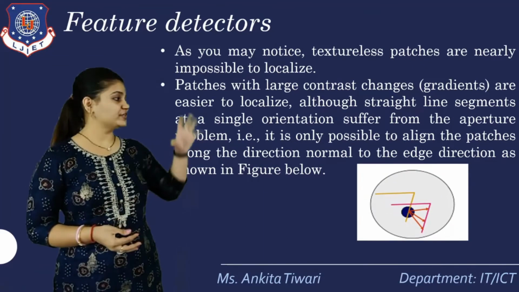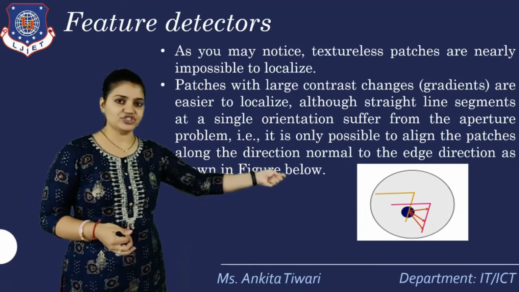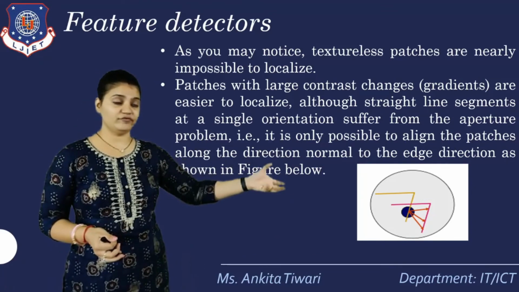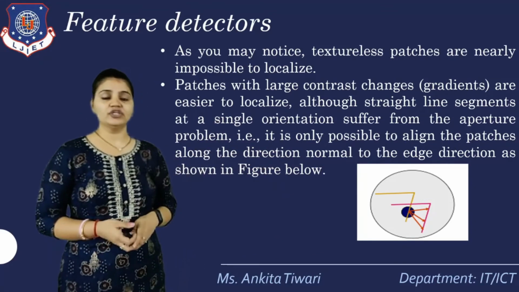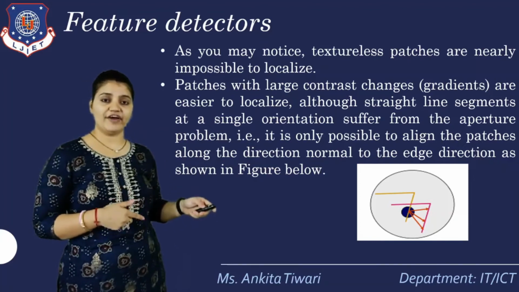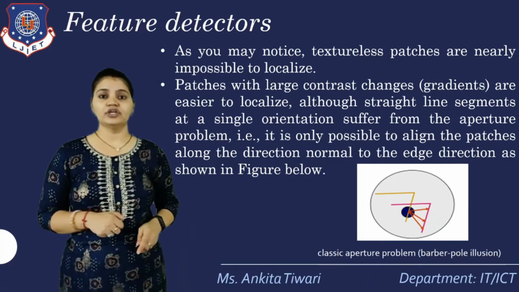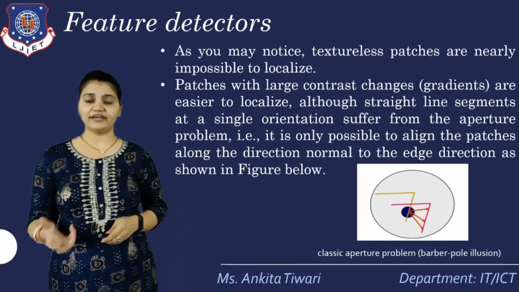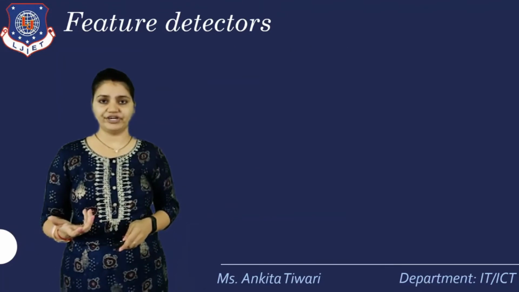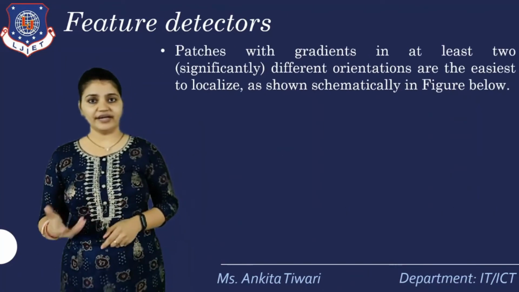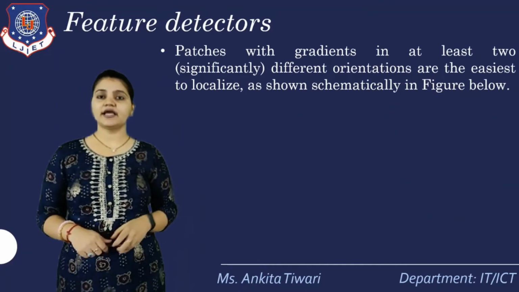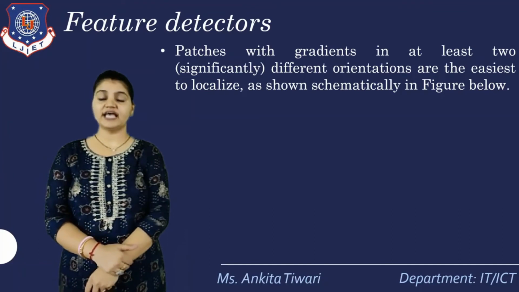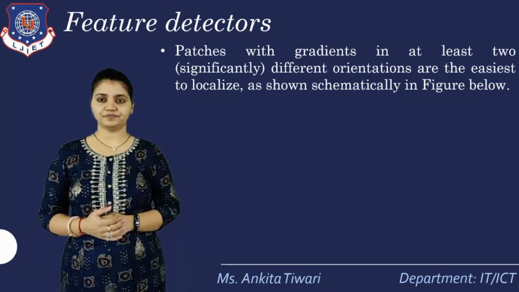You can see that with respect to this object, we have an aperture which is taken as a black circle, and the distances are taken with respect to the patches that we are taking. So for the aperture, we need to find out where it is and how it is located. The classic aperture problem that we can see here means how to take the distance with respect to the patch that we have already taken. So we can say patches with gradients in at least two significantly different orientations are the easiest to localize.